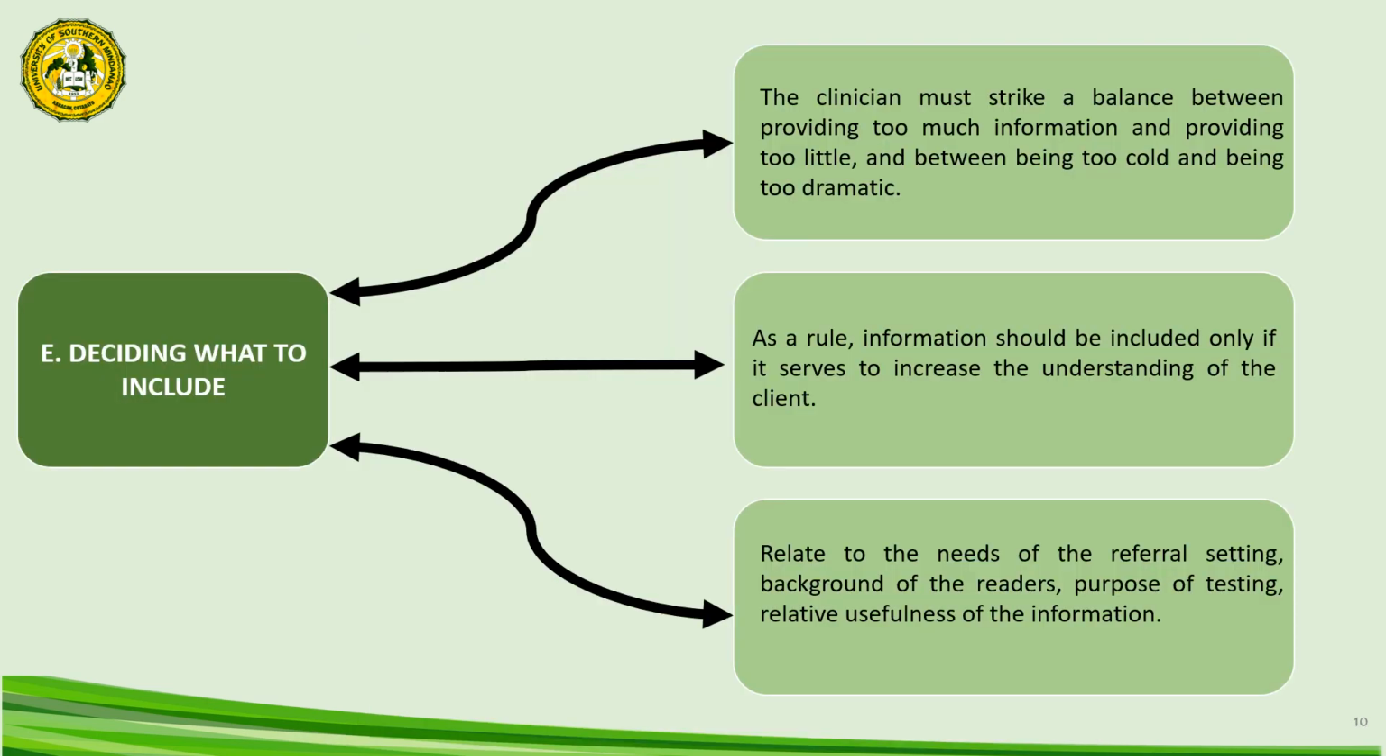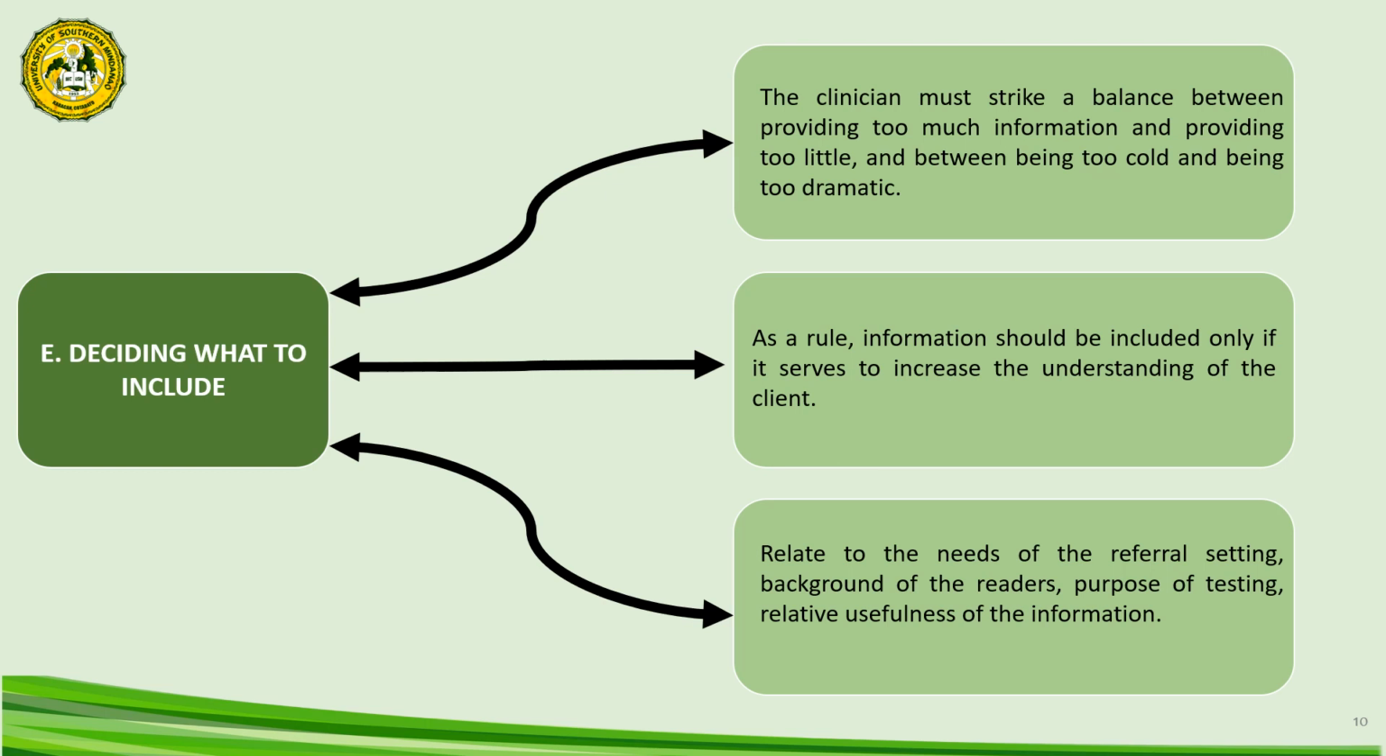So the next guideline is deciding what to include. The general purpose of a psychological evaluation is to provide information that will be most helpful in responding to the referral question and meeting the needs of the client. In this context, the clinician must strike a balance between providing too much information and providing too little, and between being too cold and being too dramatic.